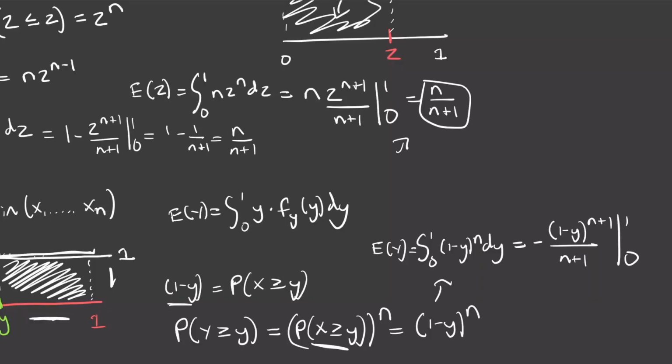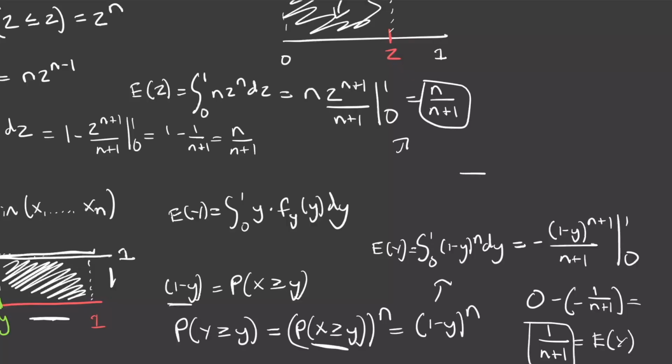When I plug in y equals 1, I get 0. So 0 minus, basically negative, and now when I plug in 0, I'm going to have 1 on top and n plus 1 on the bottom, and then these negatives are going to cancel, and I'm just going to be left with 1 on n plus 1. So this right here is the expected value of the minimum, right? The expected value of y is 1 on n plus 1.